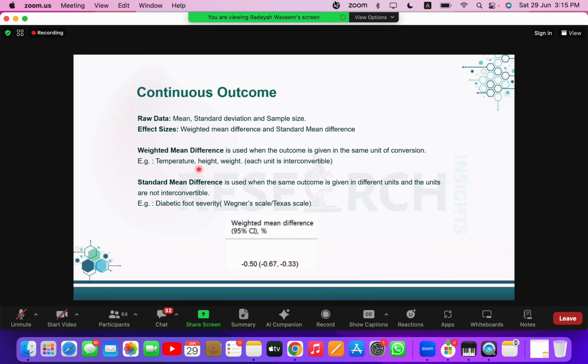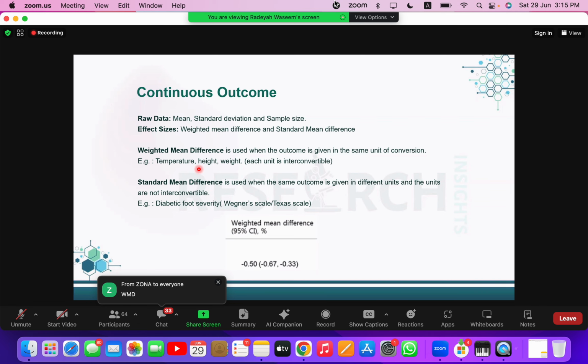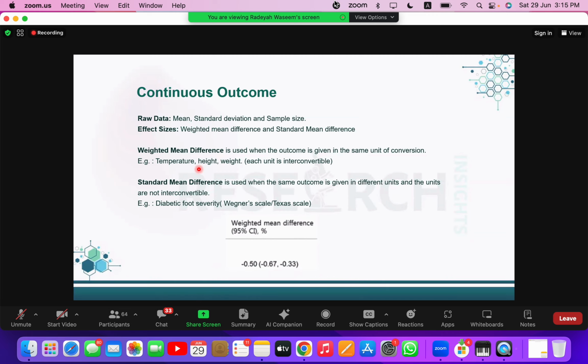For example, weight is another example. Weight can be measured in pounds, grams, or kilograms, but the units are interconvertible. So what will be the effect size that you will be using for weight? If you're calculating the weight, what will be the effect size? Weighted mean difference, exactly. Now I'll give you guys another example. For example, we are measuring the level of cholesterol in the body. Okay. So can you guys tell me what units I could use for measuring cholesterol in the body?